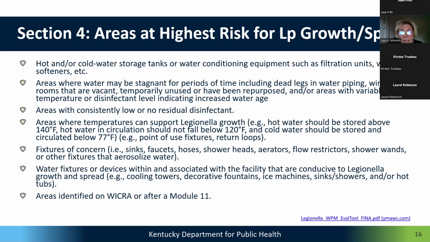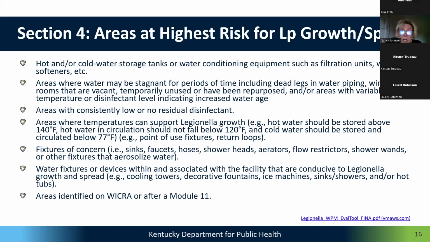And with the anti-scalding regulations, this is really going to be tricky. Really, hot water should be stored above 140. Hot water in circulation should not go below 120. And cold water should be stored and circulated below 77. This means you need things like thermal regulating mixing valves or UV, something that's going to control it. If you've got water that comes out of your tap at the highest at like 103, you've got an issue right there, and that's something that has to be addressed.